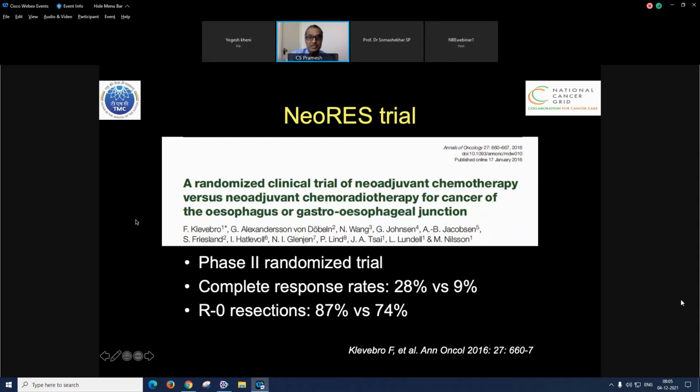These are some of the more recent studies which have come in, which have compared neoadjuvant chemotherapy with chemoradiation.